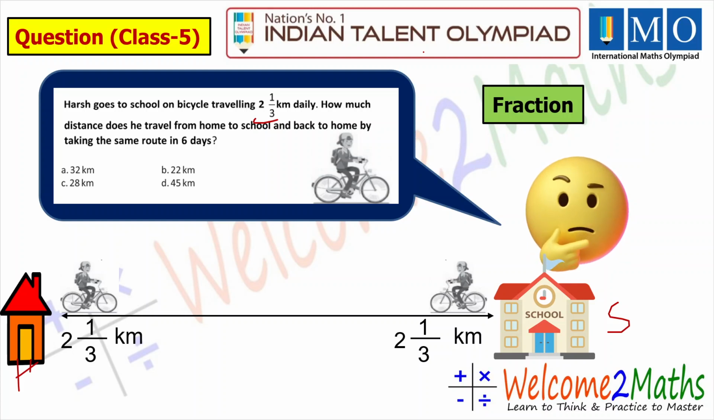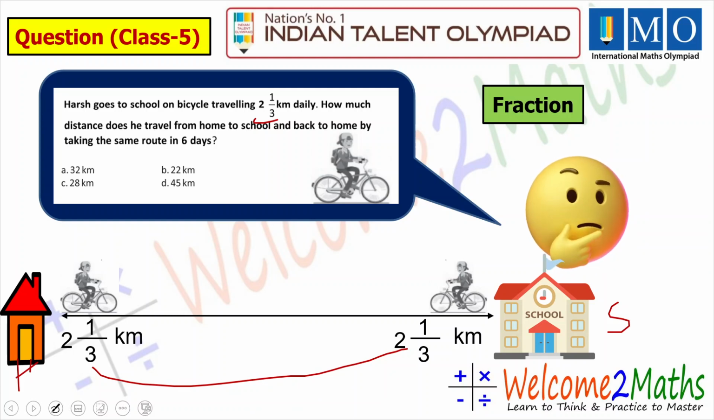So that means he is traveling 2 times the same route. So what do we have to do? We have to add these two to get the total distance. So here 2 1/3 is a mixed fraction. At first, let's convert this fraction into an improper fraction.